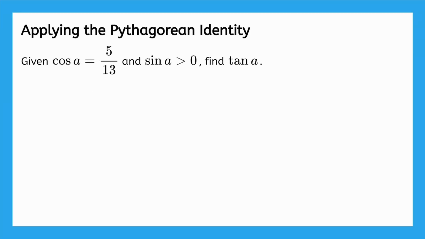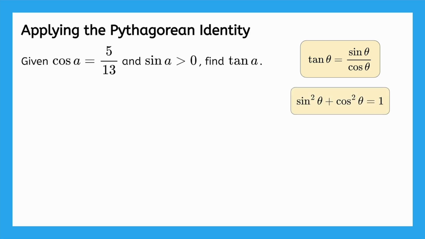First, we want to find tangent of A if we know that cosine of A is 5 over 13 and that sine of A is greater than 0. Which identities will help us here? Well, our end goal is to find the tangent of A, so the quotient identity will be helpful. And if we want to determine what tangent of A is, we'll need to know both the cosine and the sine of A. We already have the cosine of A, and the Pythagorean identity will help us find the sine of A. Sounds like a plan.